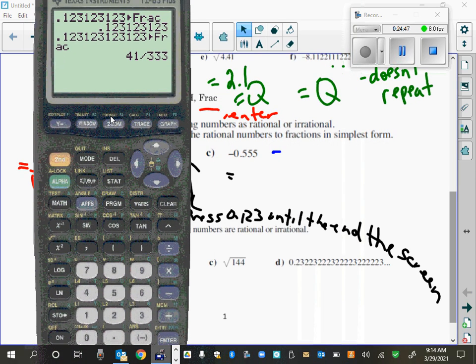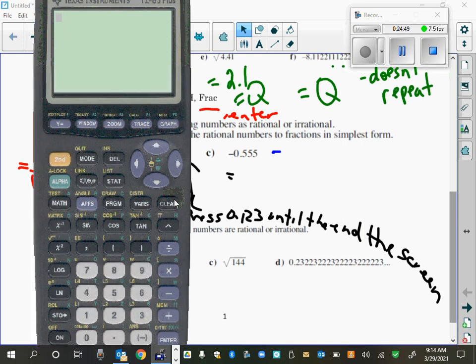Negative. So everyone knows your negative sign, I hope. Do not ever do that. That's not a negative sign, that's a subtraction sign. Your calculator will say error. If your calculator says error, check to see if you hit a subtraction sign as a negative sign, because your calculator will not do it.